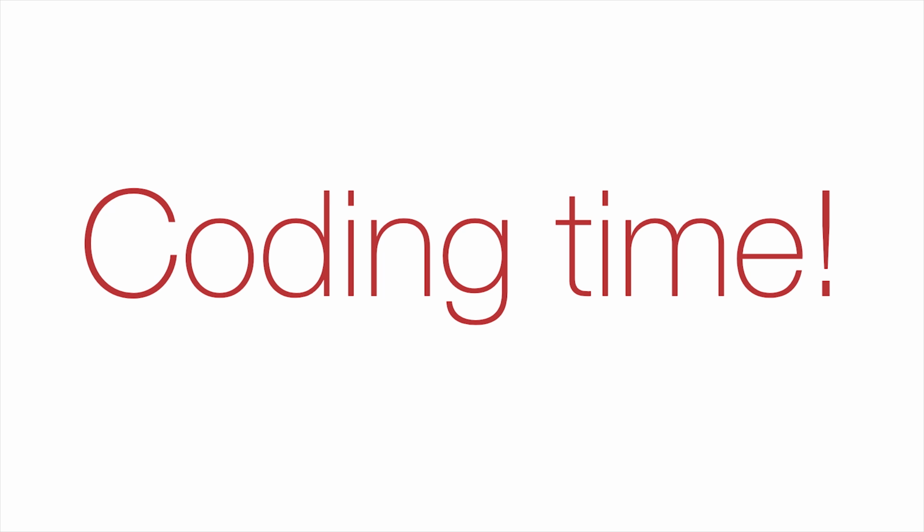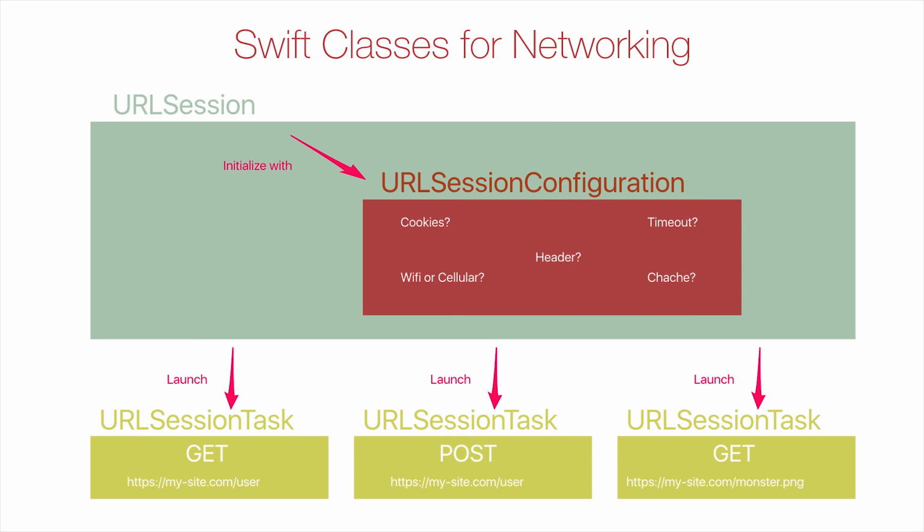Next thing we need to do is perform what we did here in our code. For that, we're going to use a few classes available in Swift API. The first one is URLSession. It is used to manage the whole networking session. Next one is URLSessionConfiguration. It provides configuration for a session. And finally, the URLSessionTask. That class will help us perform the actual networking task.